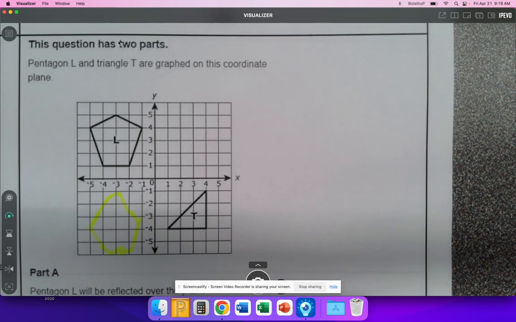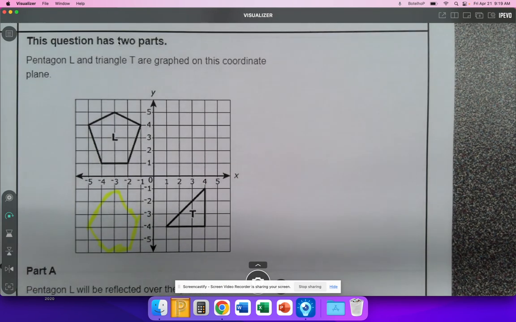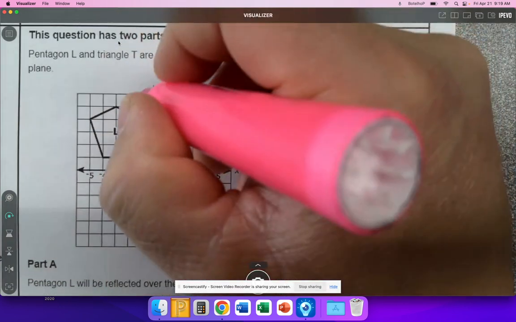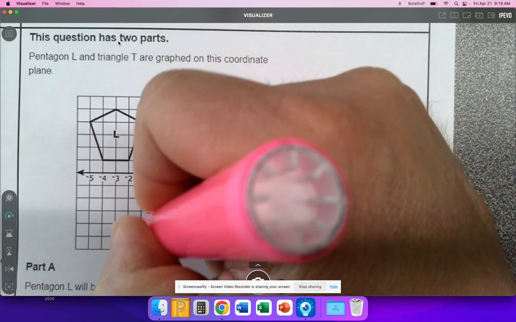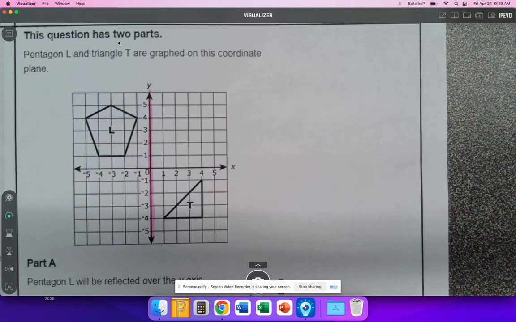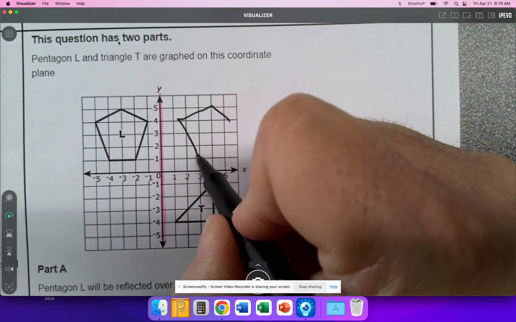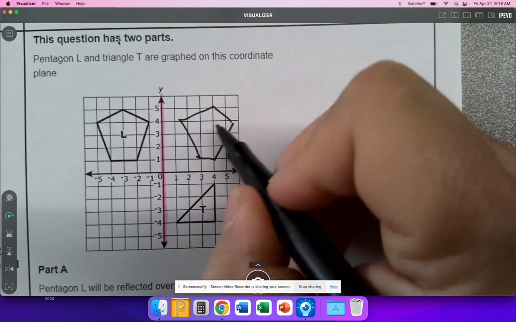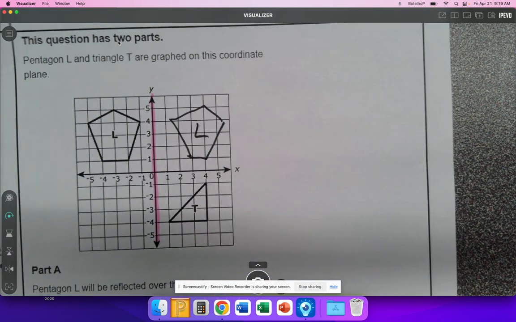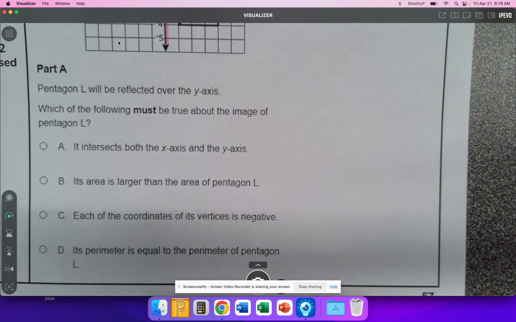Where will L end up, and what will the coordinates be if it's reflected over the y-axis? Well, let's take a look. It's reflected over the y-axis here. That's your line of reflection. I don't have to be specific, but I know it's going to be in quadrant 1, just sketching it out horribly there. L will be here. So the correct answer is they're both going to be positive. But if I look, there's nothing there that says they're both going to be positive.